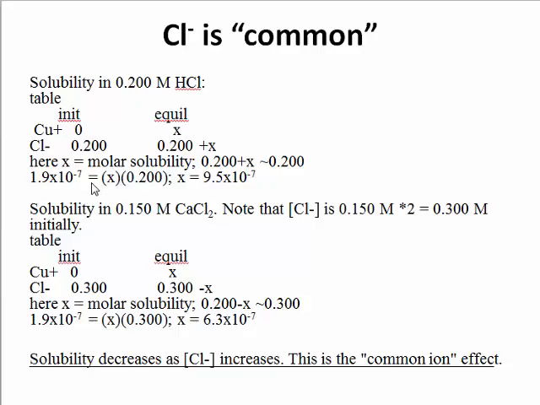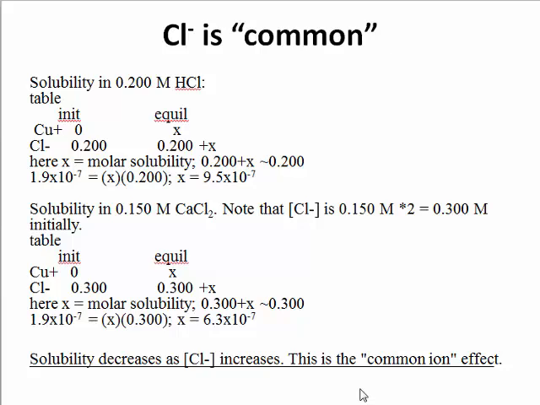Alright, now let's consider the solubility in 0.15 molar calcium chloride. Now here it is necessary to remember that in a 0.15 molar calcium chloride solution, the chloride concentration is twice 0.15. There are 2 chlorides in every calcium chloride. So the chloride concentration is 0.3 molar. Right, our table has no copper in it initially, but we have a 0.3 concentration of chloride.